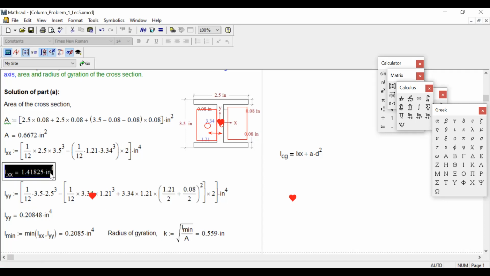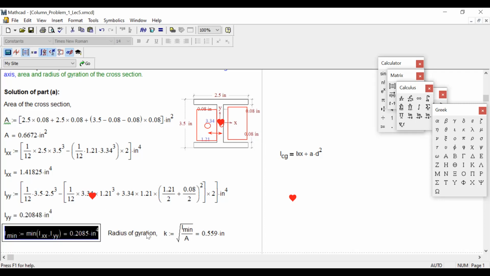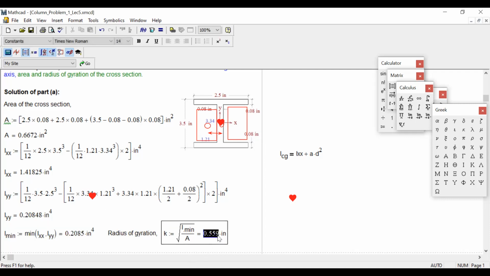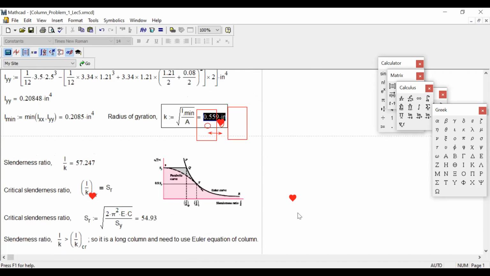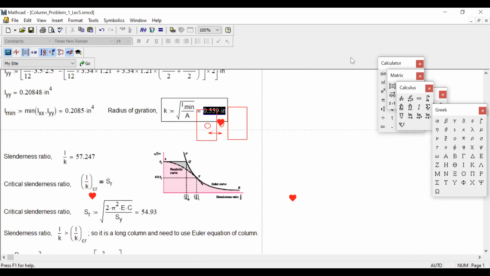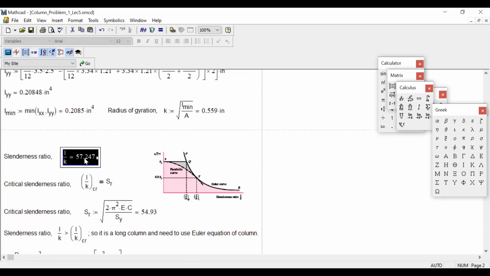So this is my Ixx, this is my Iyy. Then from these two, you take the minimum one. So I minimum equals Ixx or Iyy. I made it automatic, it gives you the result, but you can just figure out which one is the minimum. So I minimum equals this one. Then you figure out the radius of gyration, I minimum by area, you got this one, right? Now you figure out the slenderness ratio, L by K. So in that case, our L by K equals this much.